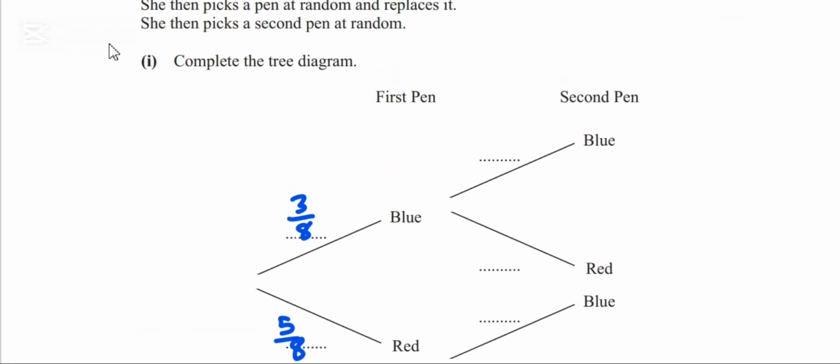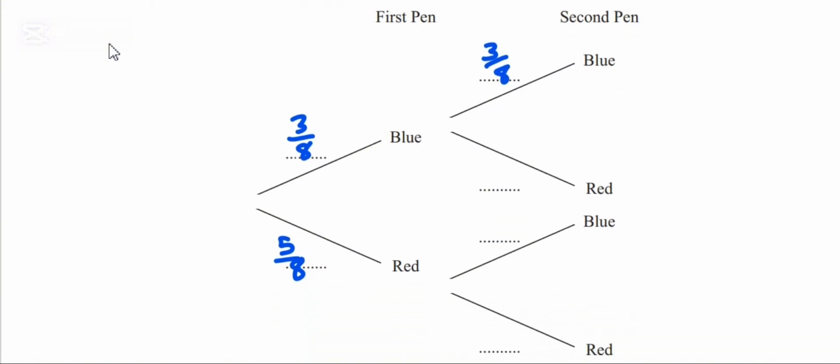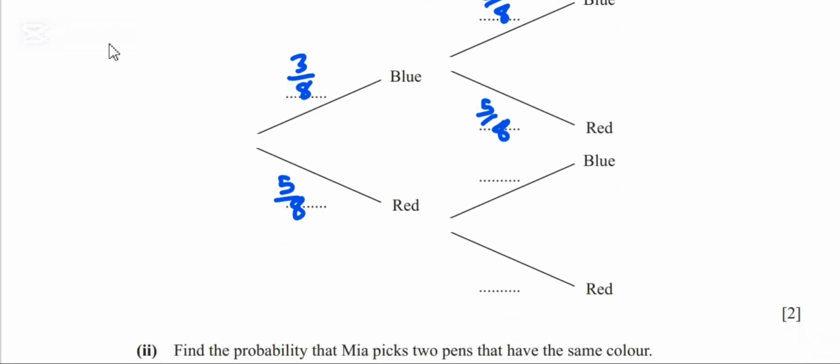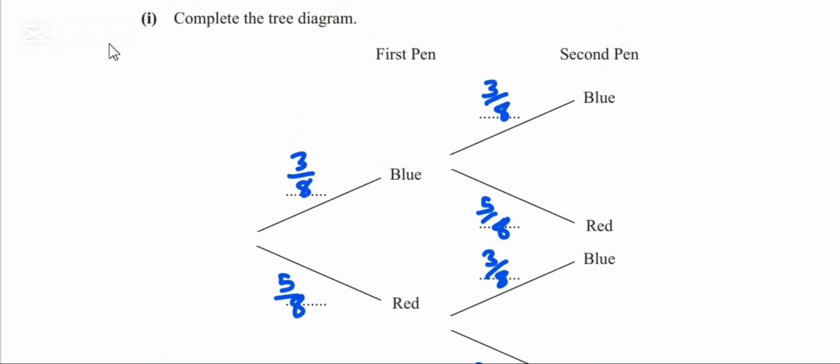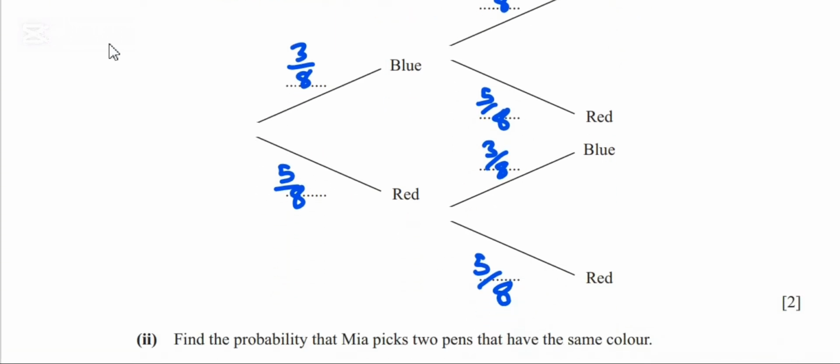Now because this is probability with replacement, nothing will change. It means that even here you have 3 over 8, because this person is replacing, 5 over 8, 3 over 8, 5 over 8. Why is it that the probabilities are not changing? Because this person is picking and replacing, so nothing is changing.